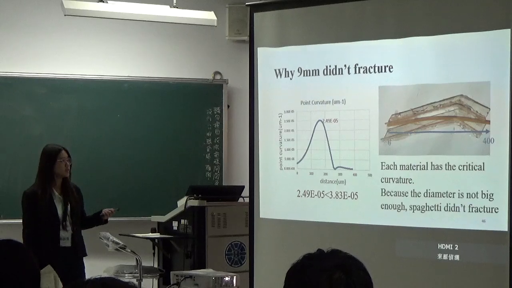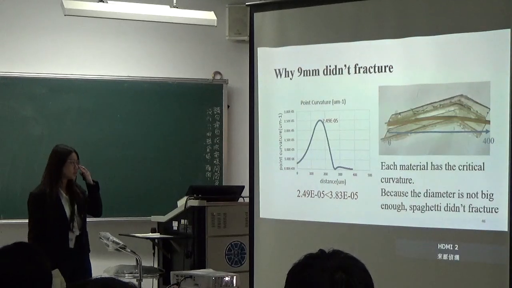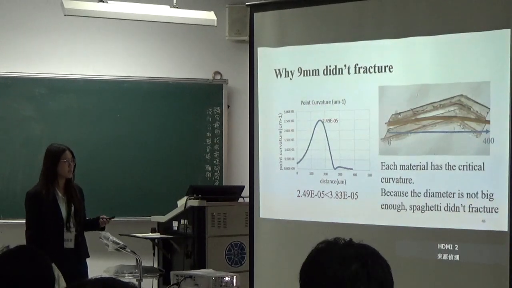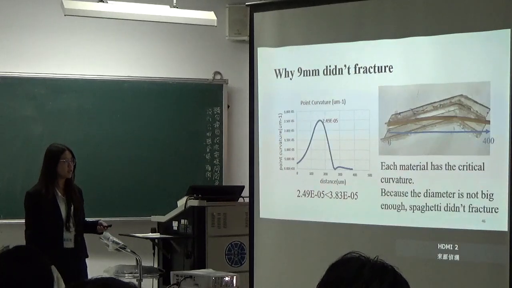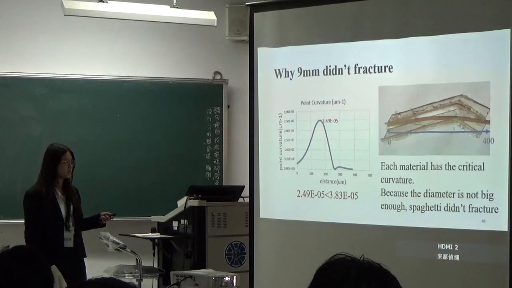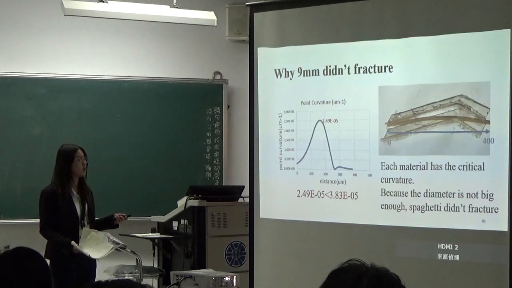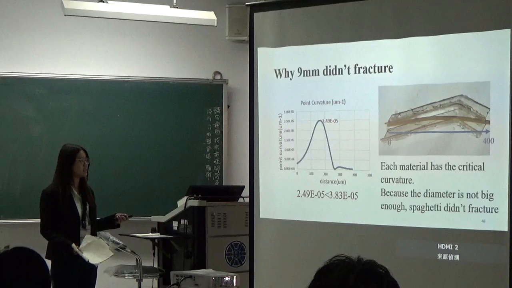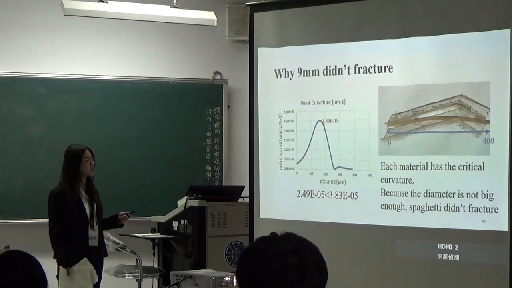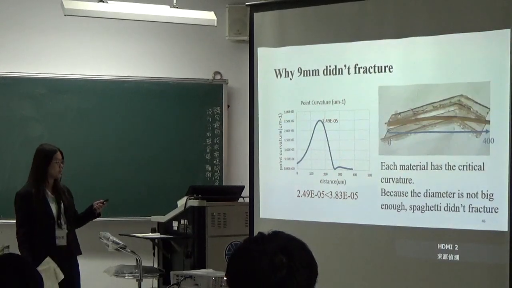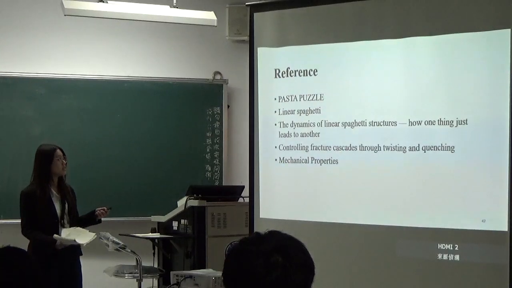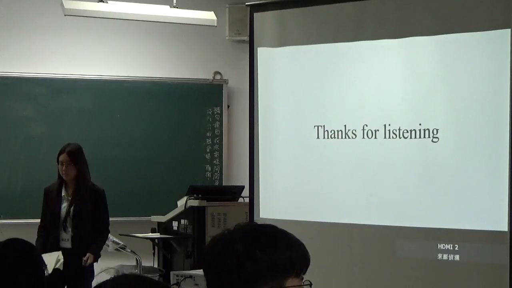Because each millimeter has the critical curvature, and because the diameter is not big enough, the spaghetti didn't fracture. And the graph over here is talking about the point curvature, and the x-axis is distance, and the y-axis is point curvature. And here's the reference. I searched for it, and thank you for listening.